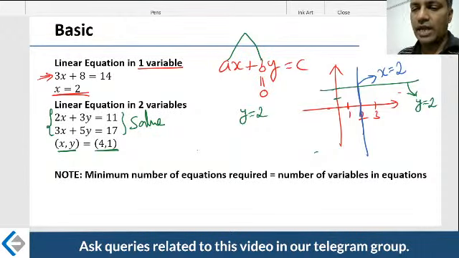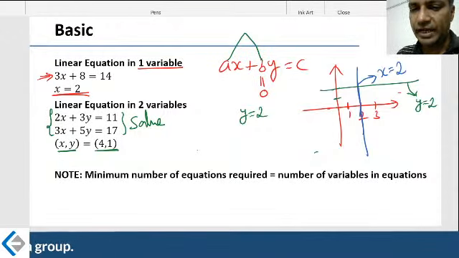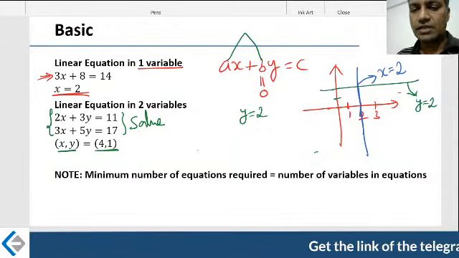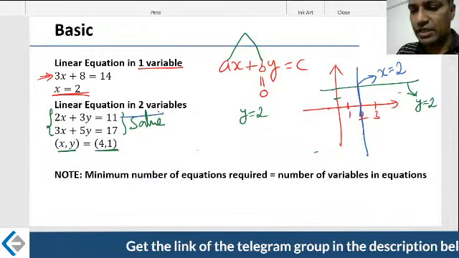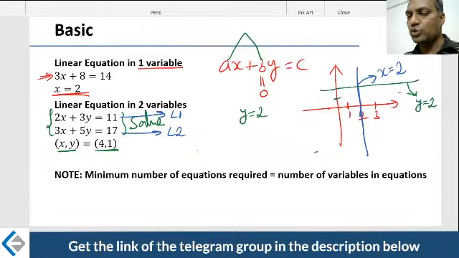Okay, so if there are two simultaneous equations, what are the possibilities? There are three possibilities. Let's explore all three possibilities. Technically, what I'm trying to say, if there are two straight lines, the first one, 2x plus 3y is equal to 11, is a straight line. Let me call it line number 1. And I have another straight line, that's line number 2. There are two straight lines.